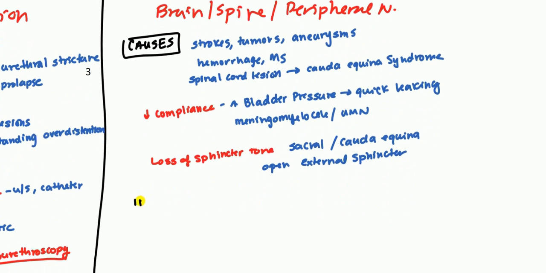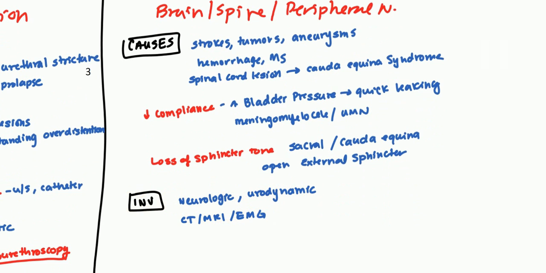So there are some investigations that you want to do beyond what we mentioned earlier. You want to do a neurological examination of the patient, you're going to want to do urodynamic flow studies, but you also want to do CT, MRI, and electromyography. In CT and MRI, you of course want to image the brain and spinal cord, and in electromyography, you want to look at the detrusor muscle and maybe even the sphincters.